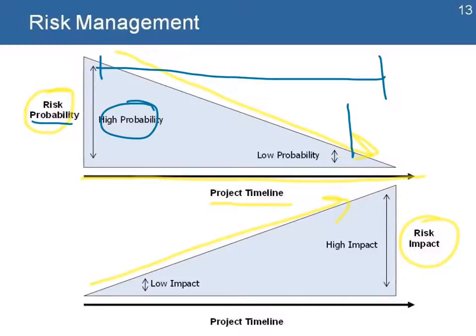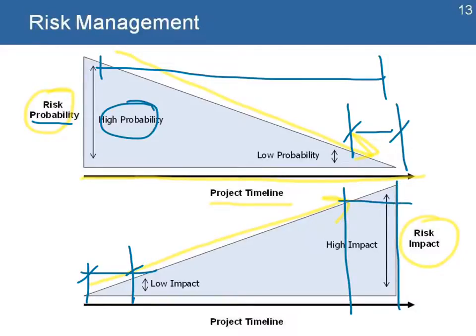But as you get closer to the end of the project, you have less time for an event based on probability to occur. That's why the probability will go from high to low. But the impact has a different effect. At the beginning of the project, if a risk happens, there is low impact because there has been very little invested in the project, very little has been built into the project. But when you get closer to the end of the project, that means that during this time, there has been a lot of investment done already on the project.